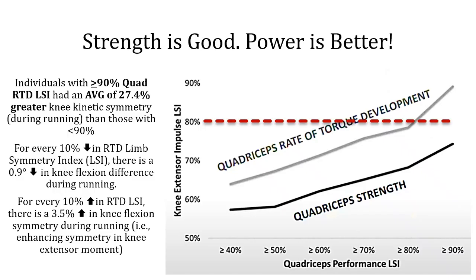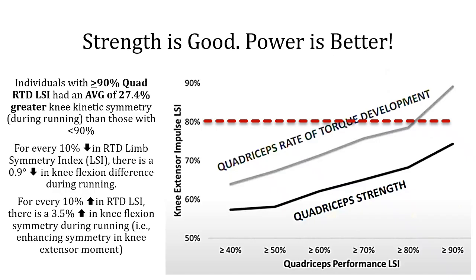And so on the y-axis here, we have the knee extensor impulse limb symmetry index, and then we have the quadriceps performance running across the x-axis. The rate of torque development is shown in the lighter gray, and you can see that it has a stronger correlation with the knee extensor impulse than does the quadriceps strength, and is a better predictor of what their impulse actually is, because of the more linear correlation that you see.